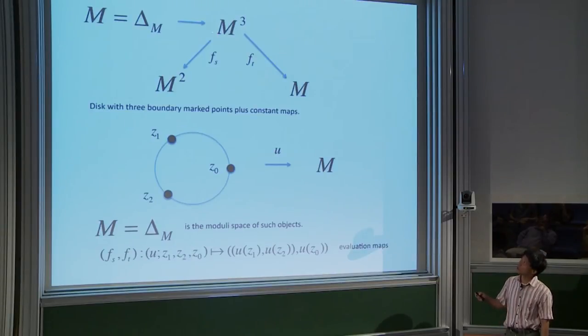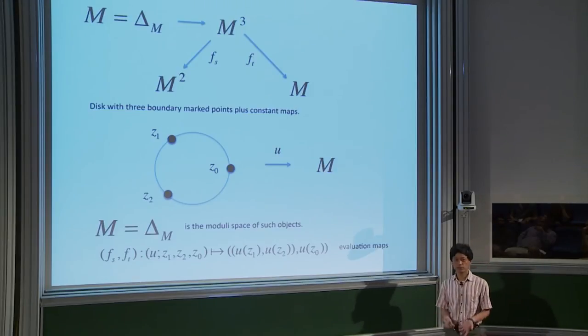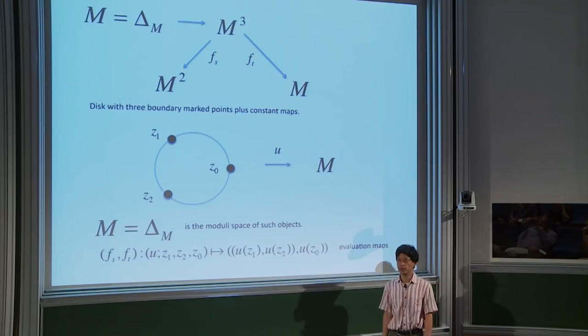So then we want to see this picture as a diagram like this. You have this disk with three marked points, and you have a map U, and the partial differential equation in this case is very simple. It's not even a differential equation. The condition is just U is a constant map.